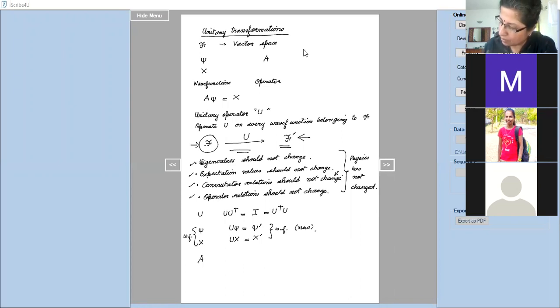Here I have A, which is an operator. The first thing which I need to know is how is this operator going to transform? Over here we know that in the old system, x is equal to A psi. Here we need that x prime will be equal to some new A prime psi prime. So the question is, what is the relation between A prime and A? That's the first thing we need to find out. After that we can try proving all these things.